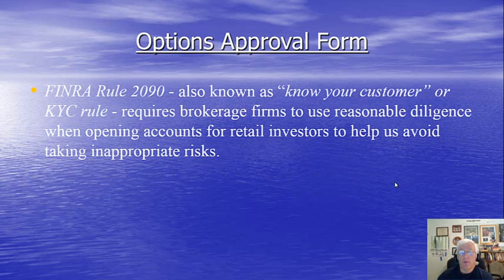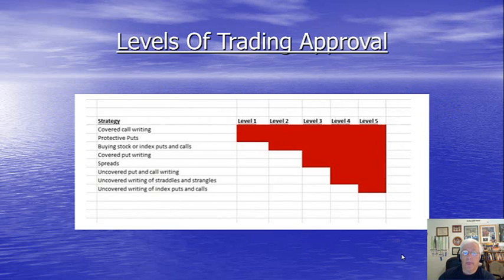Now, before we get started, we have to go through a bit of a process. And the first step is to fill out an options approval form, which is provided to you by your broker. And this relates to FINRA Rule 2090, which is known as the Know Your Customer or KYC rule. It actually requires our broker to use reasonable diligence when opening accounts for retail investors just to make sure that we're not taking inappropriate risks. So the onus is upon not only us, but also our broker to make sure that we're in the right place as it relates to options trading.